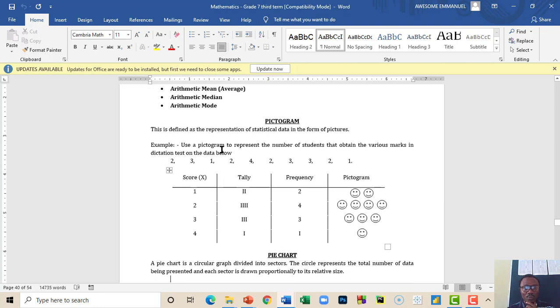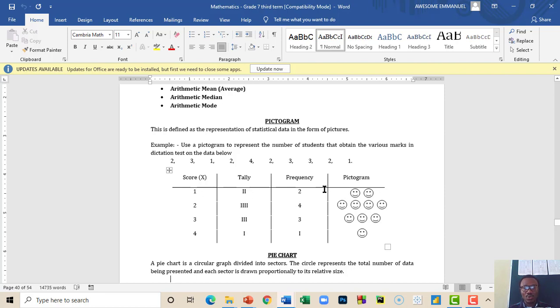So look at this example. The question says use a pictogram to represent the number of students that obtain the various marks in dictation on the table below. So we have this. This is actually an ungrouped data. If we bring it into a frequency table, we have something of this nature. So we have the scores ranging from 1 to 4. Observe that 1 occurs 2 times. We put two strokes there to represent the tally. The frequency will be number 2, and represented in pictogram we'll put 2 smiley faces there.